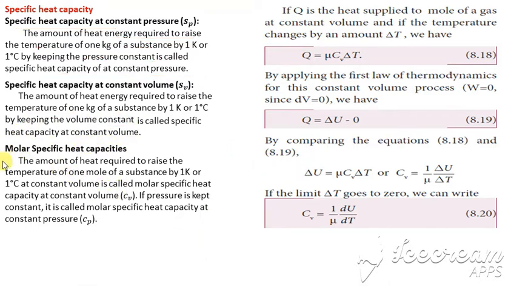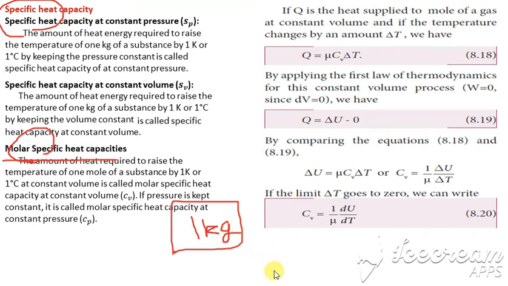Next is molar specific heat. So what is the difference between specific heat and molar specific heat is, in specific heat we are considering 1 kg of substance, okay, and in molar specific heat we are considering 1 mole of substance. So it is the amount of heat energy required to raise the temperature of 1 mole of a substance by 1 Kelvin or 1 degree Celsius.